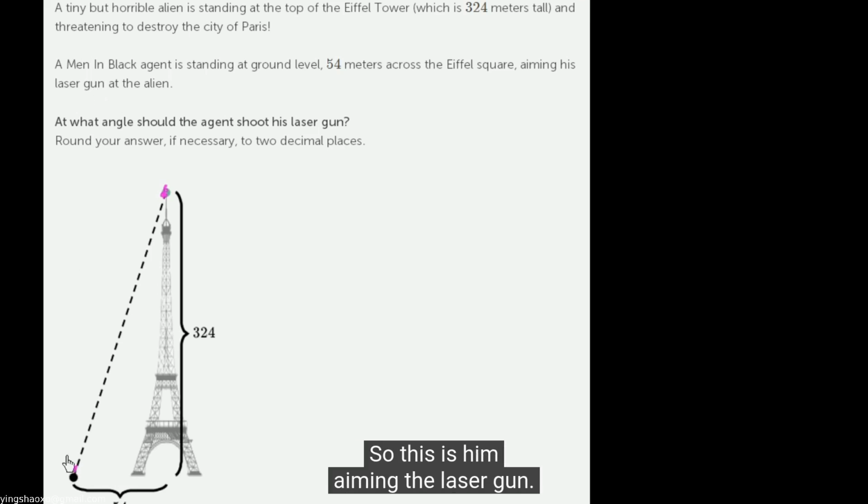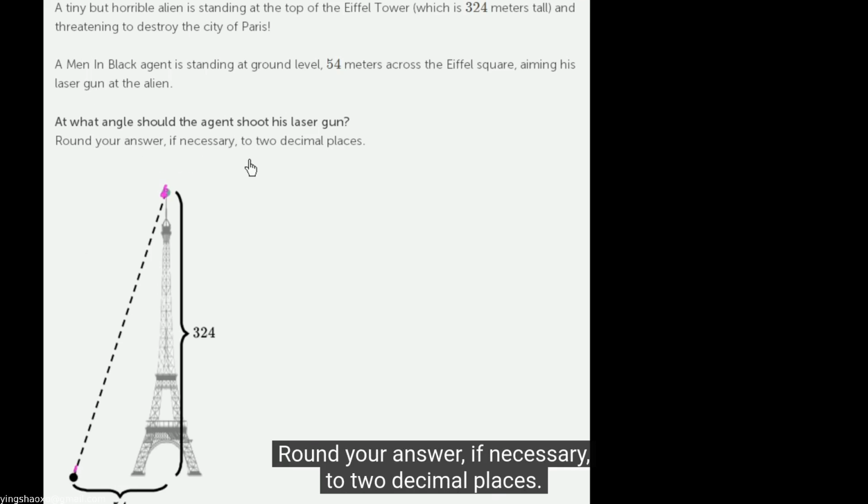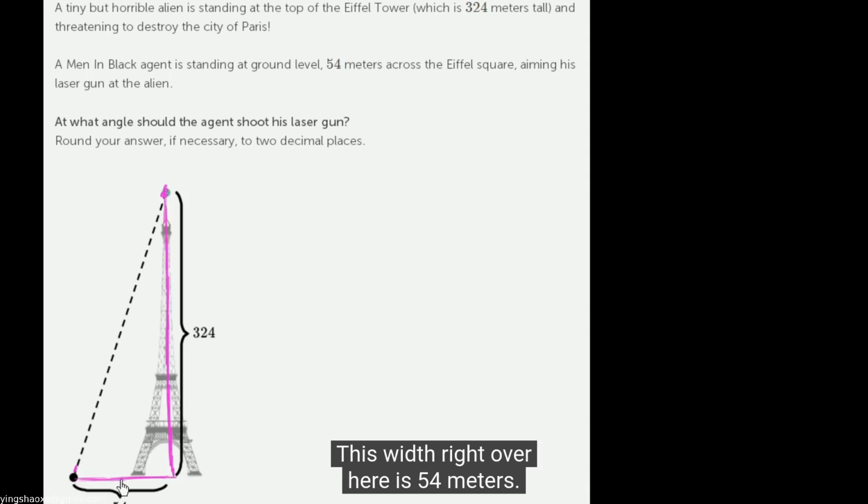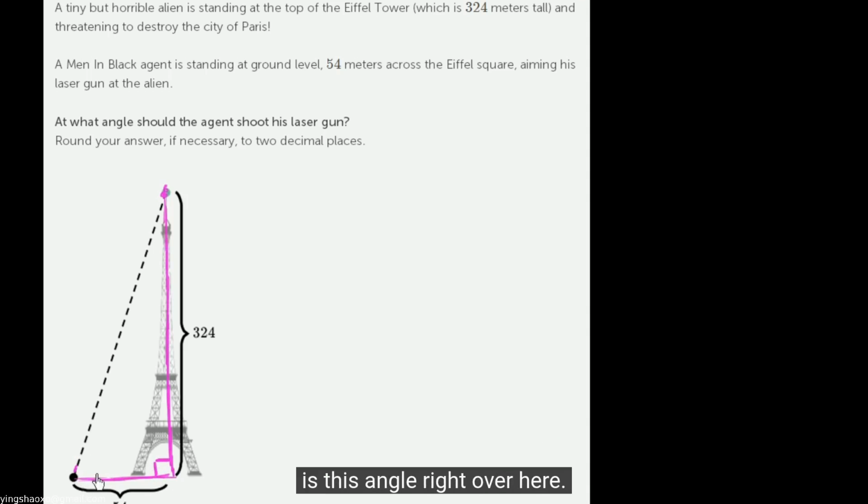So this is him aiming the laser gun. At what angle should the agent shoot his laser gun? Round your answer, if necessary, to 2 decimal places. So if we construct a right triangle here, the height of this right triangle is 324 meters. This width right over here is 54 meters. It is a right triangle. What they're really asking us is, what is this angle right over here?